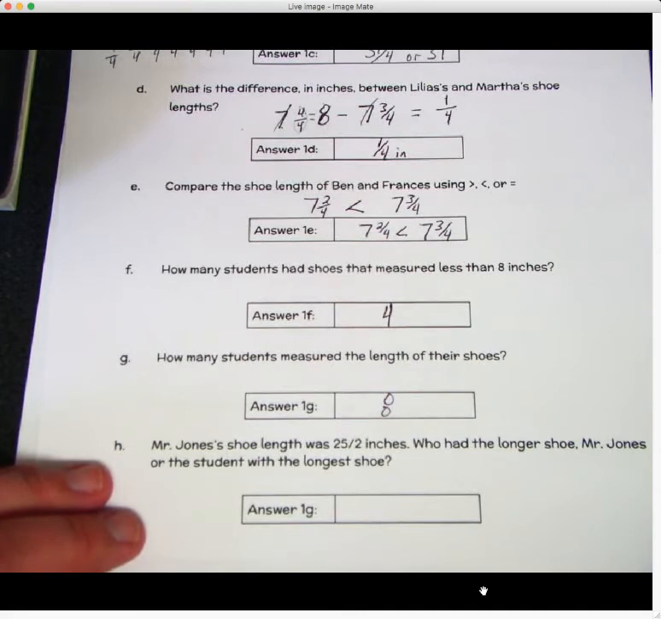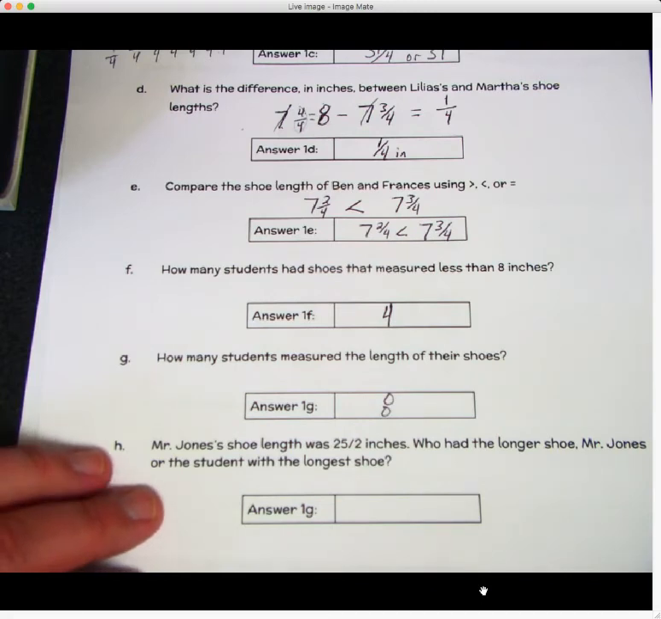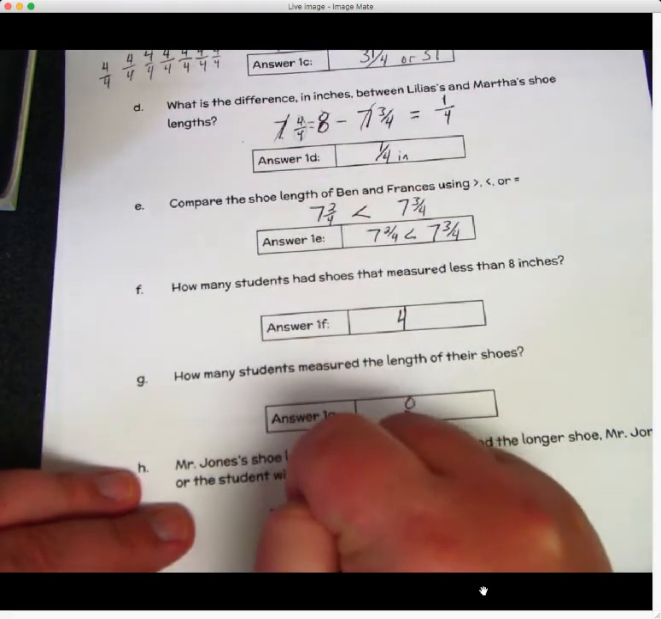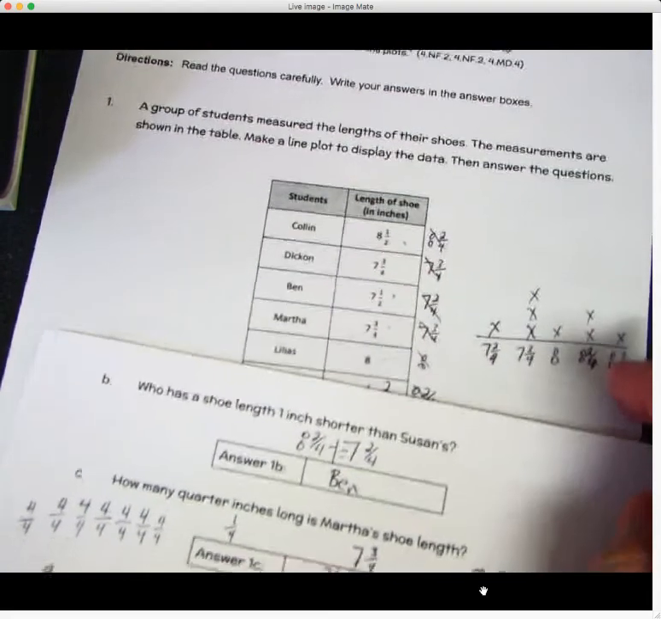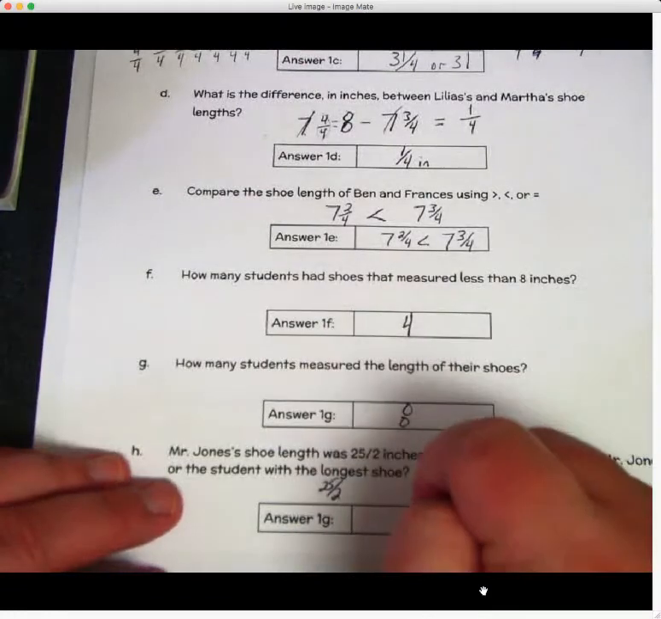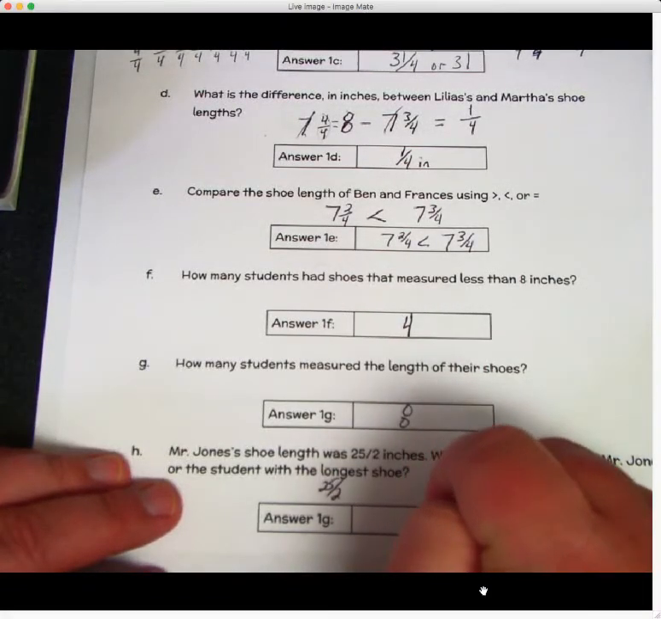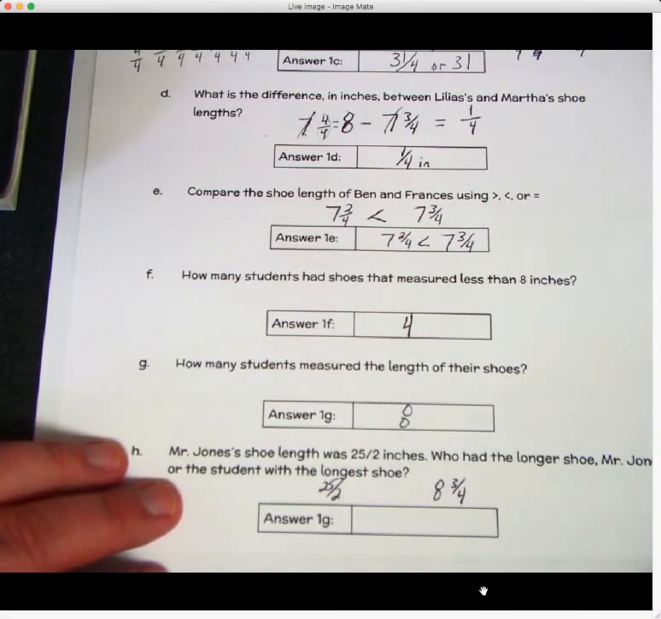Mr. Jones' shoe length was 25 halves inches. Who had the longer shoe, Mr. Jones or the student with the longest shoe? All right, so 25 halves. Who had the longest shoe? It was 8 3/4. Great. After we converted that, now we've got to convert old Mr. Jones's shoe. Doggone you, Mr. Jones.